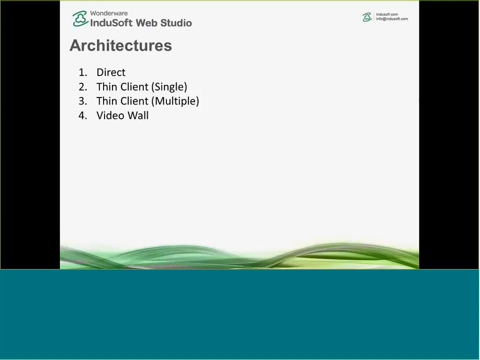But let's step into different architectures. There are many different types of architectures, but I'm going to talk about 4 typical architectures that you might find in a manufacturing facility. Direct, a thin client with a single, thin client with multiple clients, and maybe a video wall type application. So let's dissect these real quick.